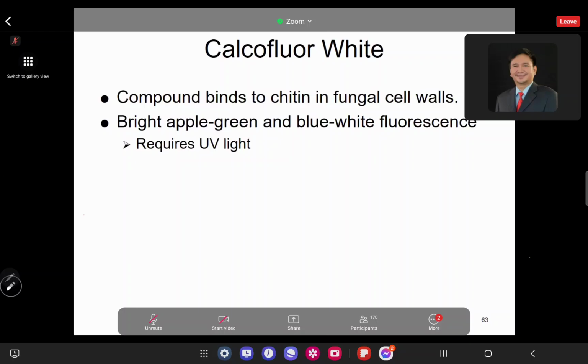Calcofluor white, as I have mentioned, is used for fungal identification. Your calcofluor white will bind with your chitin. Chitin is a key component of your fungal cell walls. It will produce a bright apple green or blue-white fluorescence under UV light. Calcofluor white is highly specific and effective for detecting fungi in clinical specimens, making it a valuable tool in diagnostic clinical labs.